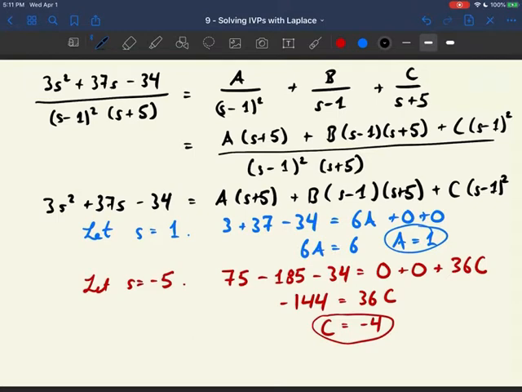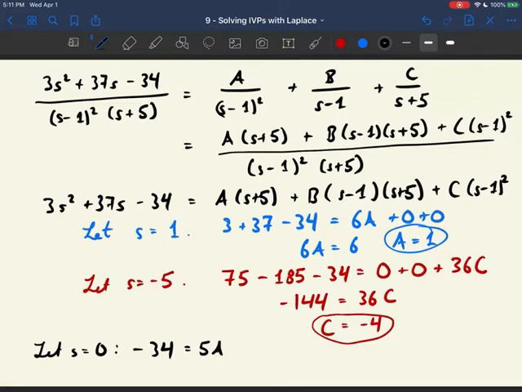All right, and then lastly, we have to figure out the value of b. There's no convenient value that works absolutely perfectly for this one. So we can just pick another value. I think 0 is an easy thing to plug in. So I'm going to say let not b, but let s equals 0.